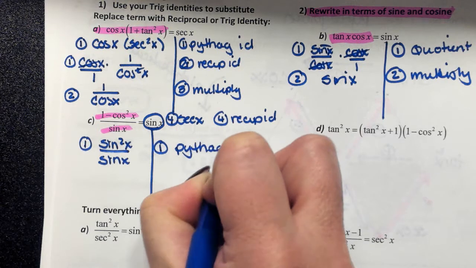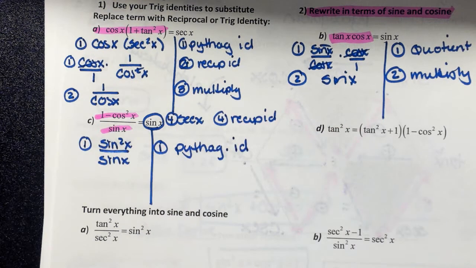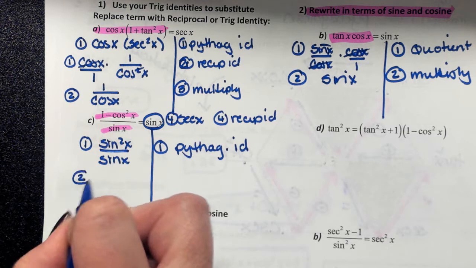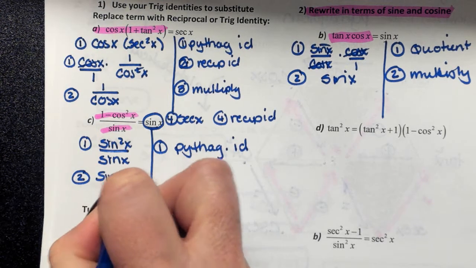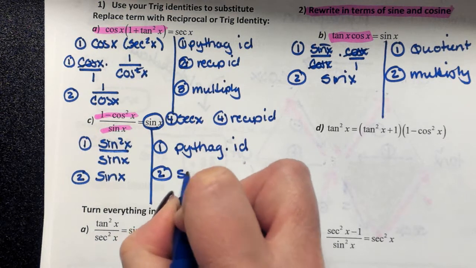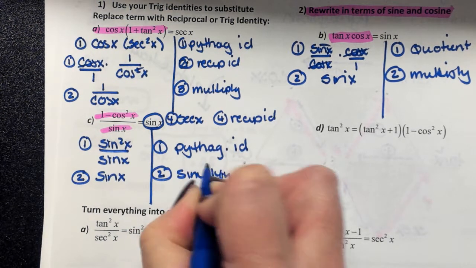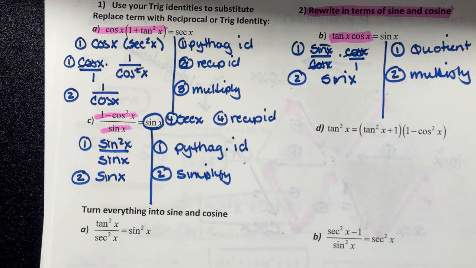And again, for my reason, you can abbreviate Pythagorean as long as I understand what it is. I just abbreviated P-Y-T-H-A-G identity. Now what can I do with that fraction? Can I simplify that fraction? Yes. What's sine squared divided by sine x going to be? Sine x. Am I done? What was my end goal? Just get to sine x. Okay? Look at D.